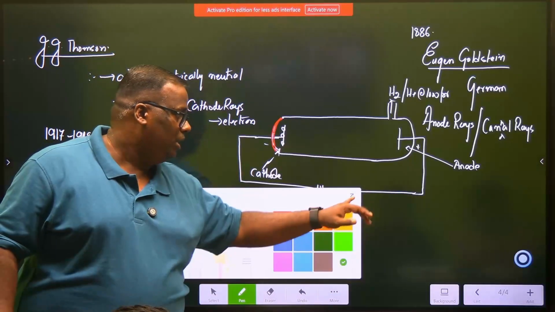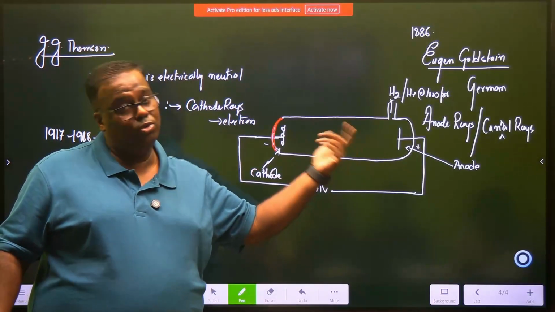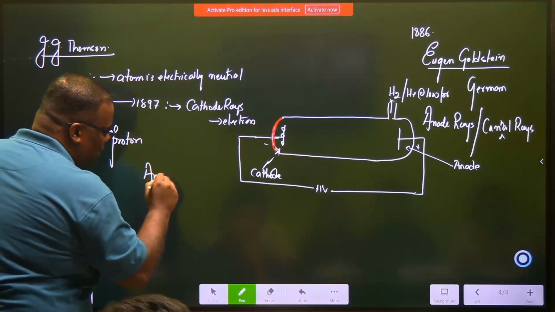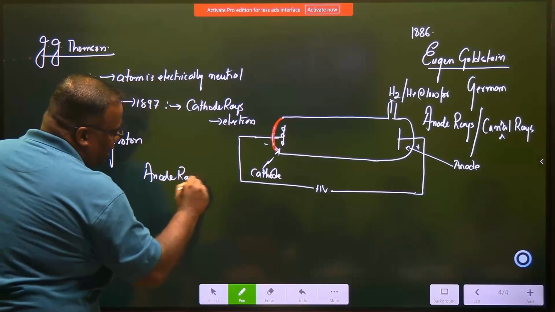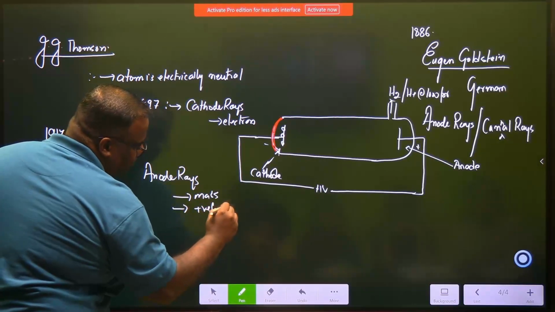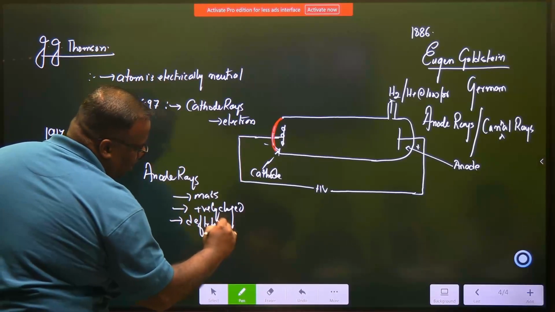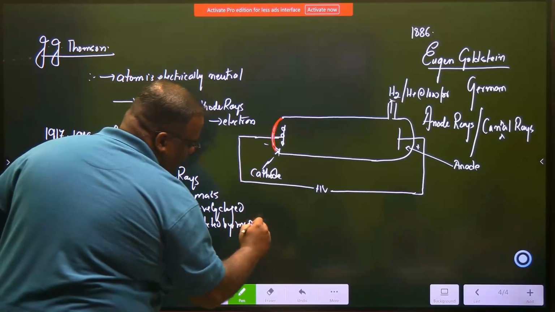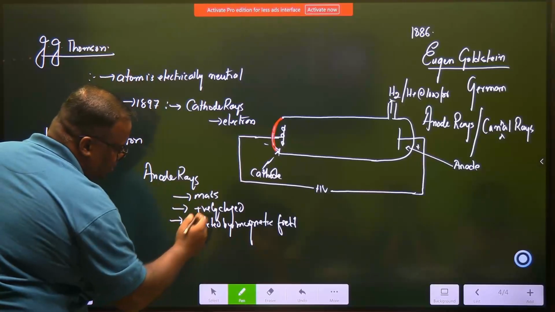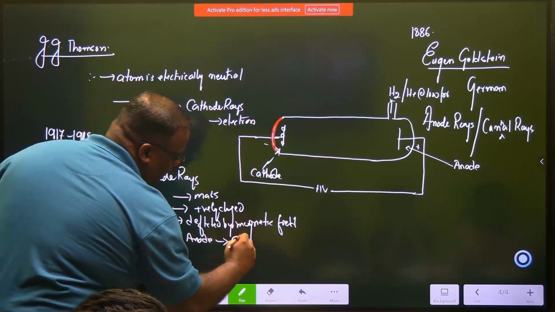So what did he do? In those days also, the same paddle wheel was kept. They could rotate the paddle wheel, so they had mass. Now just see, we will get some interesting findings in anode rays. The anode rays also had mass. The anode rays were positively charged. Okay, they were positively charged. Then they were also deflected by a magnetic field, which made it clear that they were positively charged. And they travel from anode to cathode.